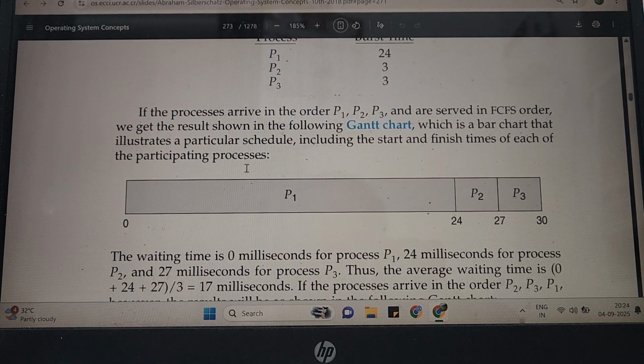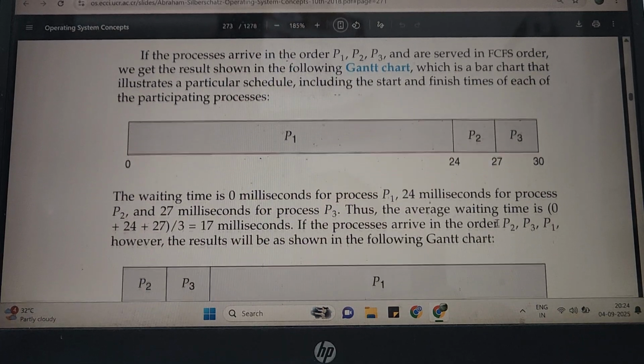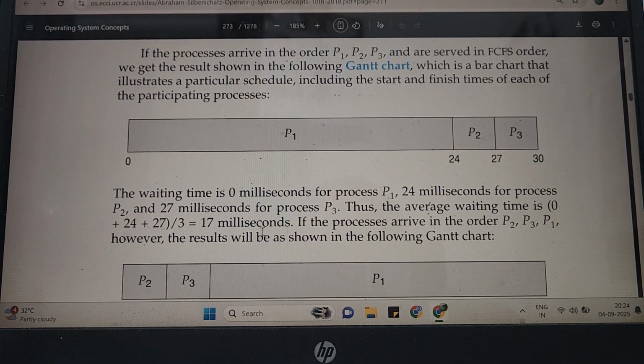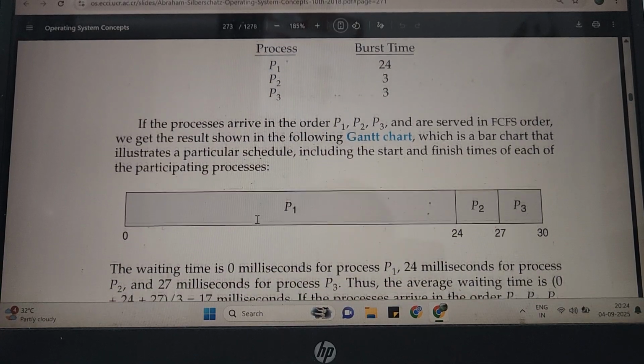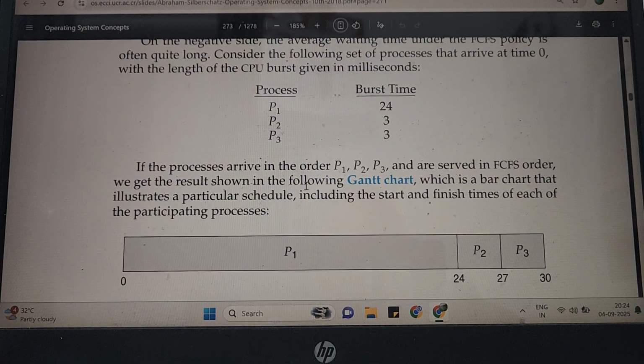P1 was executed immediately, at least began execution immediately, so wait time is 0 milliseconds. P2 spent 24 milliseconds waiting for its turn, and P3 spent 27 milliseconds. So the average waiting time is 0 plus 24 plus 27 whole divided by 3, which is 17 milliseconds. Now we will also try to compute the turnaround time.